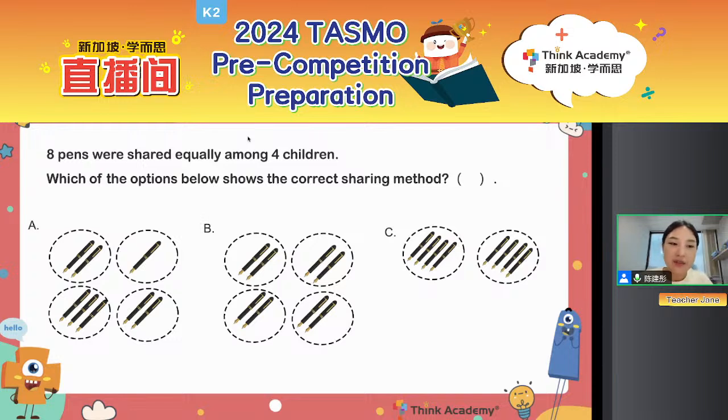How about this? If there are 8 pens, we want to share them equally among 4 children. Which of the options below shows the correct sharing method? So everyone, could you please type your answer in the chat box? Let's think about this question. Which option is the correct sharing method? We want to make sure 8 pens are shared equally among 4 children.